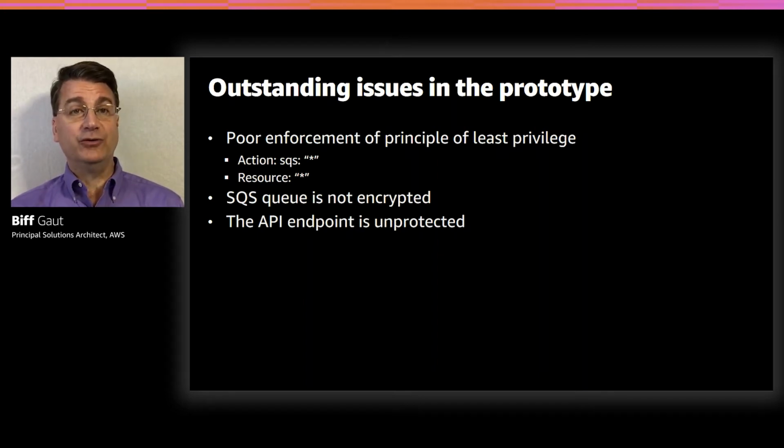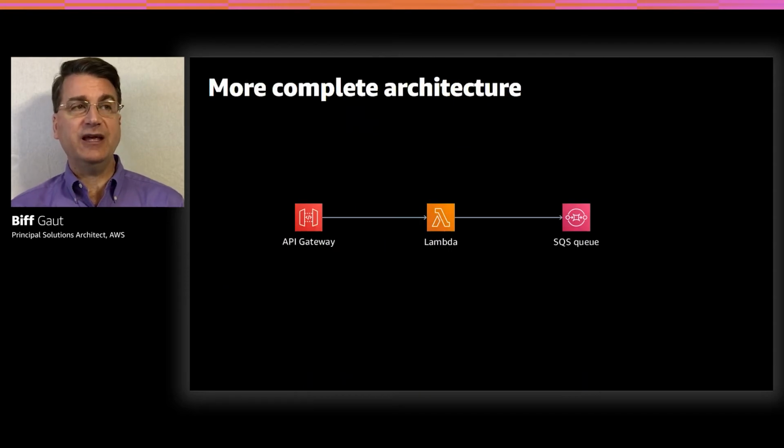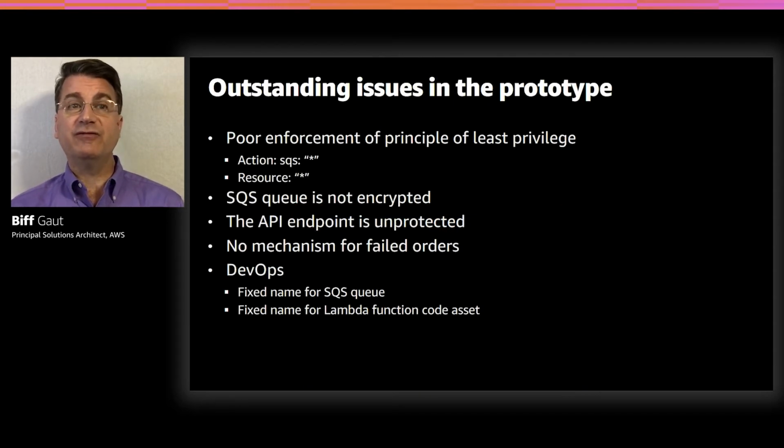And while Werner Vogels has told us many, many times that everything fails all the time, there's no mechanism in place for orders that can't be processed at a later time for any reason. And finally, we're going to have DevOps issues because we used a fixed name for our SQS queue and a fixed name for our Lambda function code file. We won't be able to deploy multiple stacks in a single account because they'll collide when they try and create queues with the same name. And if we upload a new file with new Lambda function code, because it has the same name, an update stack command will not deploy that code.